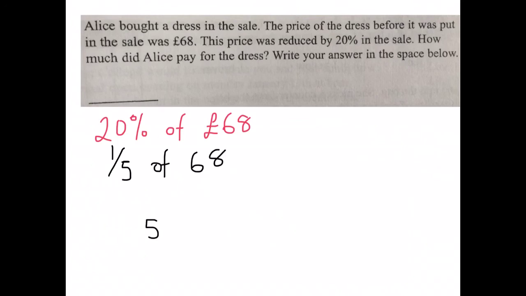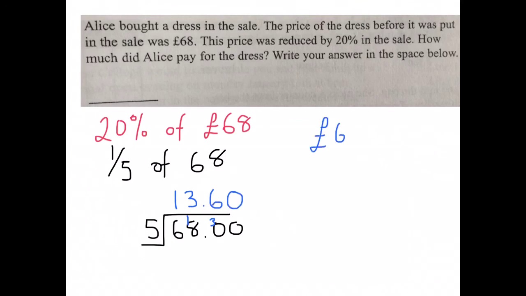So we divide 5 into £68. 5 into 6 goes once, 1 over. 5 into 18 is 3 times, 3 over. 5 into 30 is 6, and 5 into 0 is 0. So the original price was £68. There's been 20% taken off, which we have worked out to be £13.60. So we have to do a subtraction sum to work out the new cost of the dress.